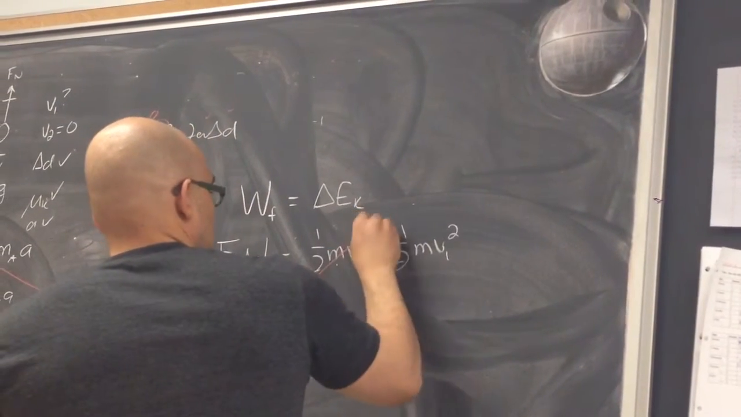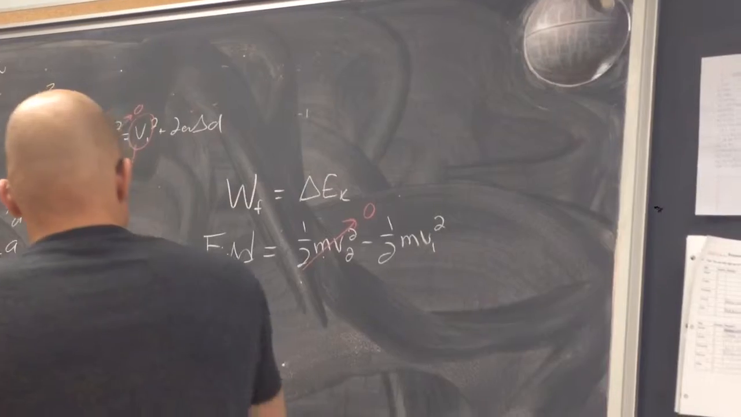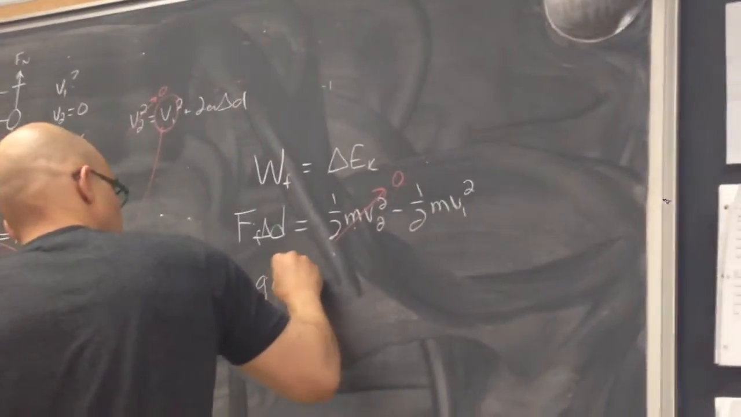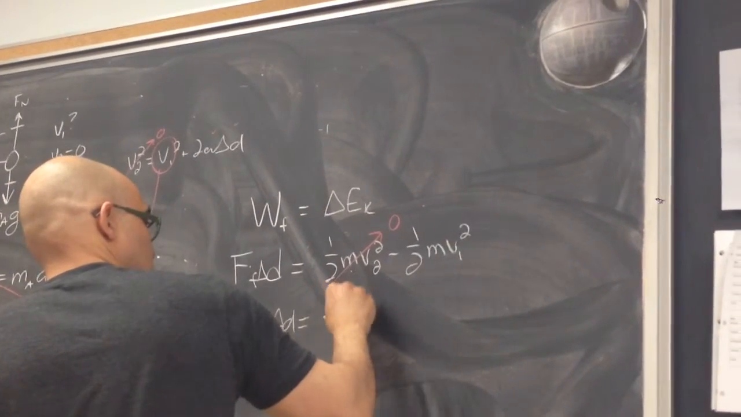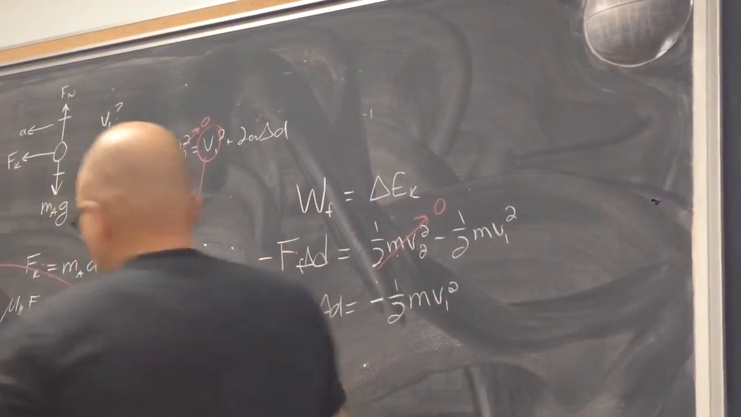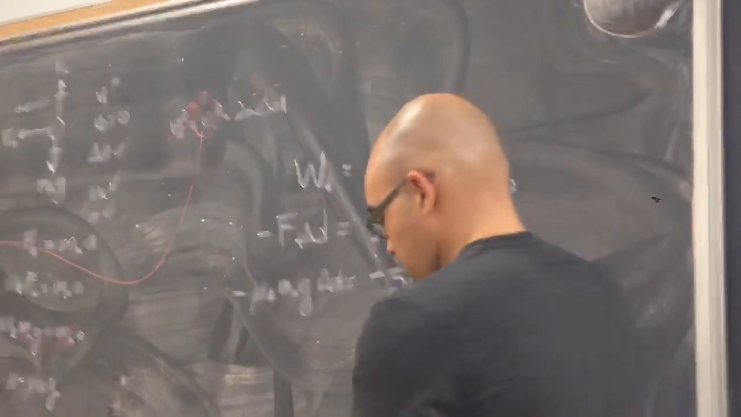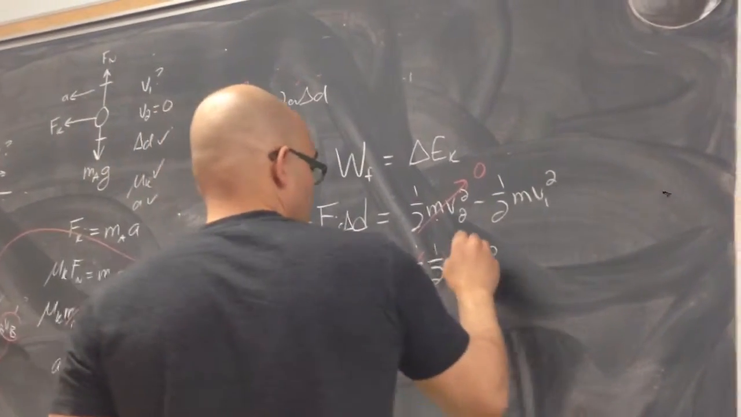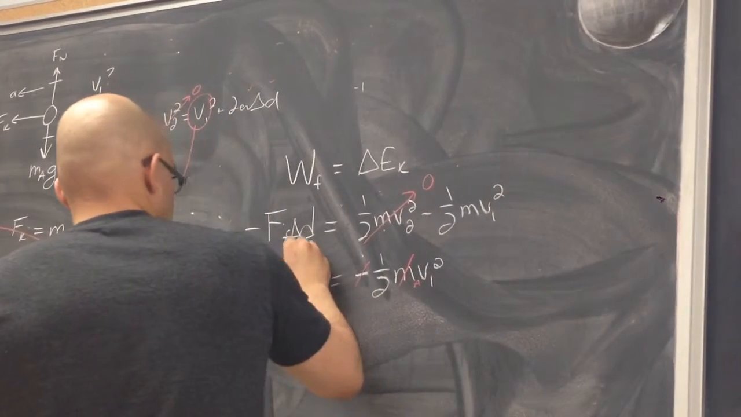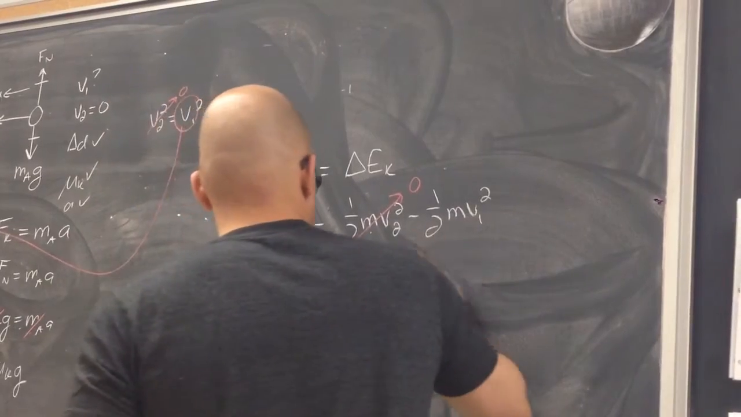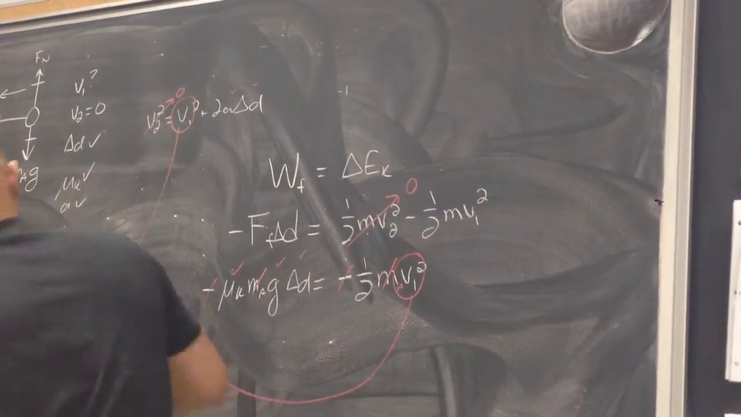This thing, of course, comes to rest, and this is going to just be mu_k mAg. I'm going to put my negative right in there because I know it's going to be negative work done by friction. So those go away. This is given, this is given, this is given. Then we can solve for that v1. And either method gets us that initial velocity.